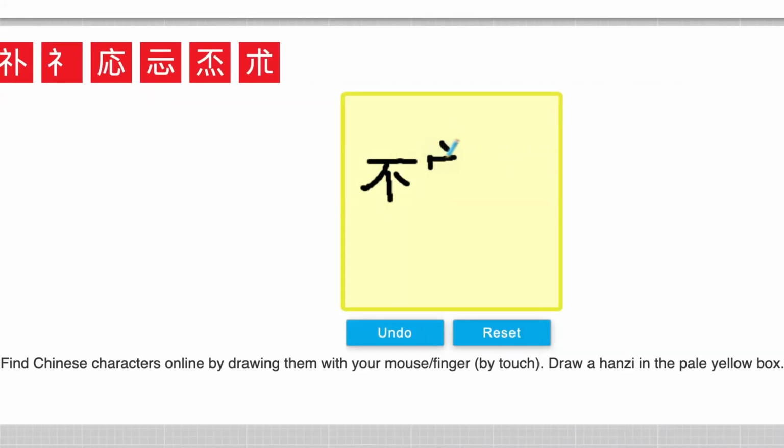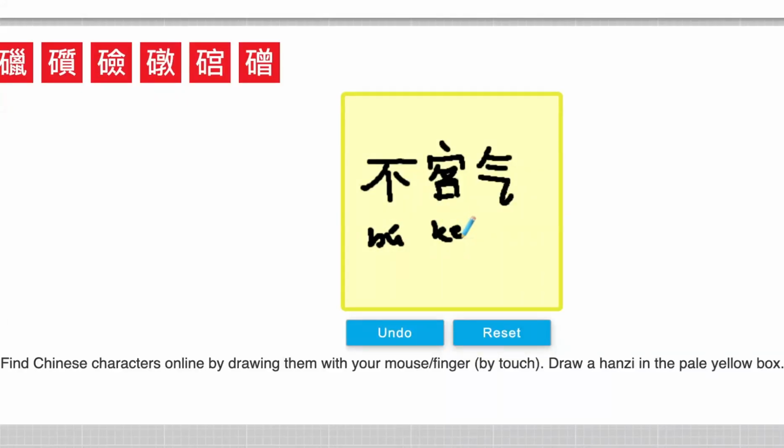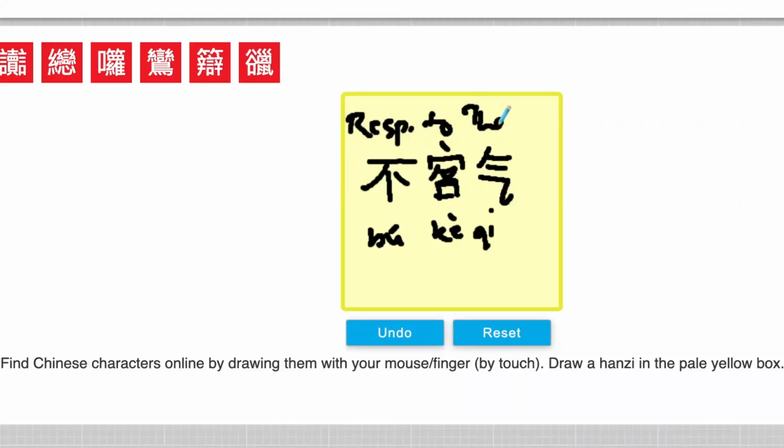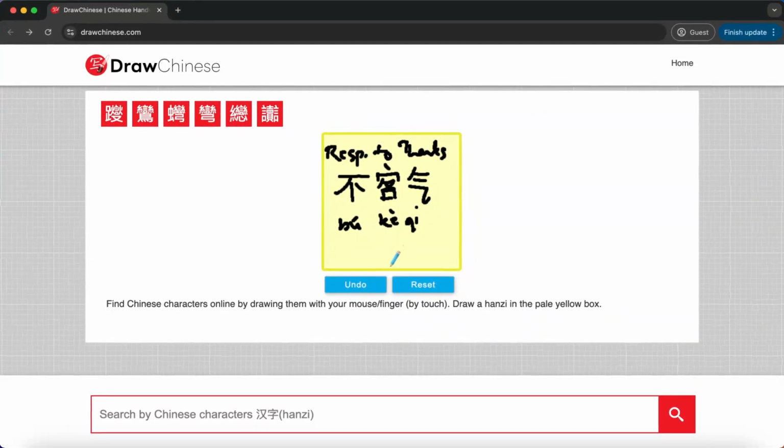This one is slightly hard to draw with this. Oops, sorry. This is 不客气. And this is very important and very useful because this is a response to thank you. So whenever somebody says thank you or thanks, you can just say 不客气.